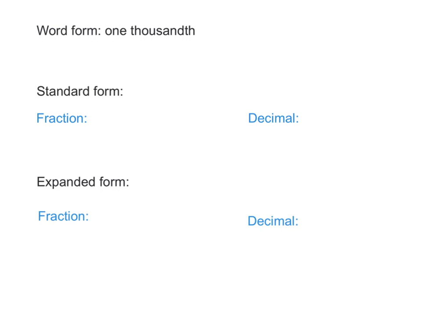If the word form is 1 thousandth, what is the standard form using a fraction? Alina? 1 over 1,000. Yeah. Okay, so in fraction form, it's 1 over 1,000. This is 1 thousandth. What about in decimal form? What would the standard form be using a decimal? Junbok? 0.001. 0.001, because we know that this is the thousandths place, and I have one of those, so that's 1 thousandth.